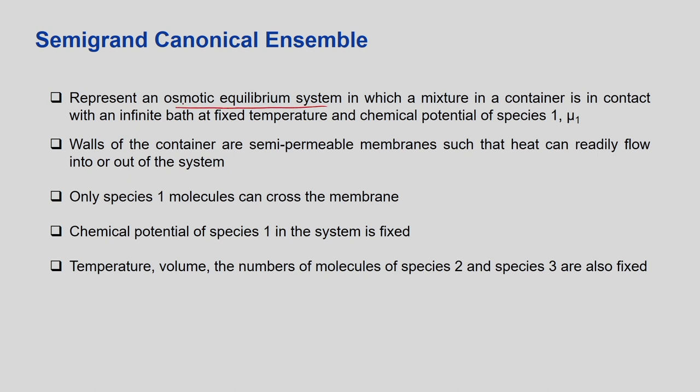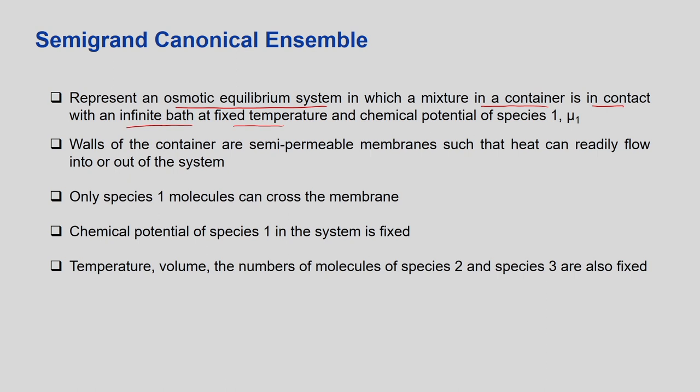Osmotic means the process is osmosis, in which there is a mixture in a container. Let's say the mixture has N1, N2, N3, N4 numbers of molecules of components 1, 2, 3, 4. This mixture is in contact with an infinite bath. So the temperature is fixed, and the total volume is also fixed.